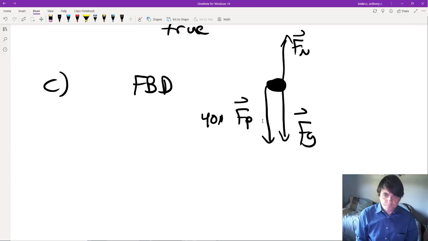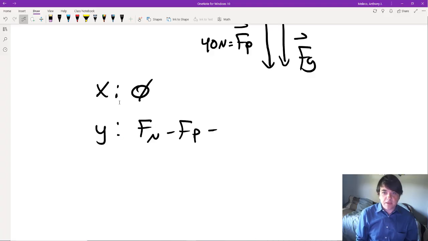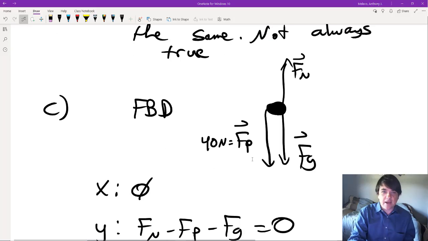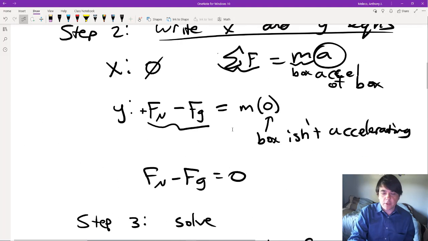So this is what your free body diagram kind of looks like. You've got two forces down and one up. So with your equations in your x direction, you still don't have anything, but in your y direction, you've got Fn minus Fp minus Fg. And this still equals 0 because the box isn't accelerating. All it tells you is that you're pressing down on the box. So it just says you're pressing on it. It doesn't say it's accelerating through it.